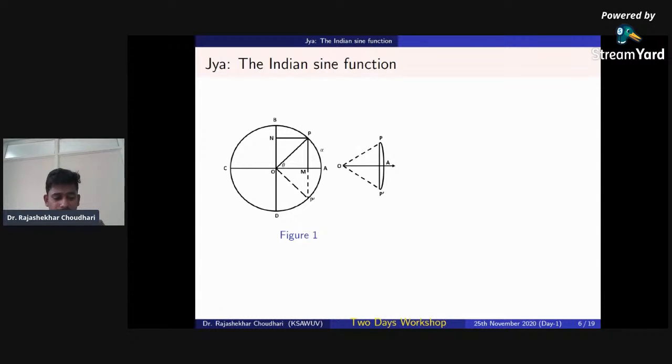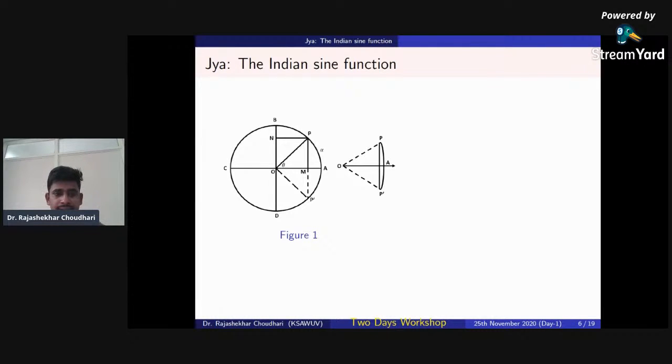So clearly from the figure, what we can see is, AP is an arc of length alpha, and if I consider AP dash, one more arc of the same length alpha, then together PP dash is an arc whose length is 2 alpha, which is subtended at an angle 2 theta at its center.